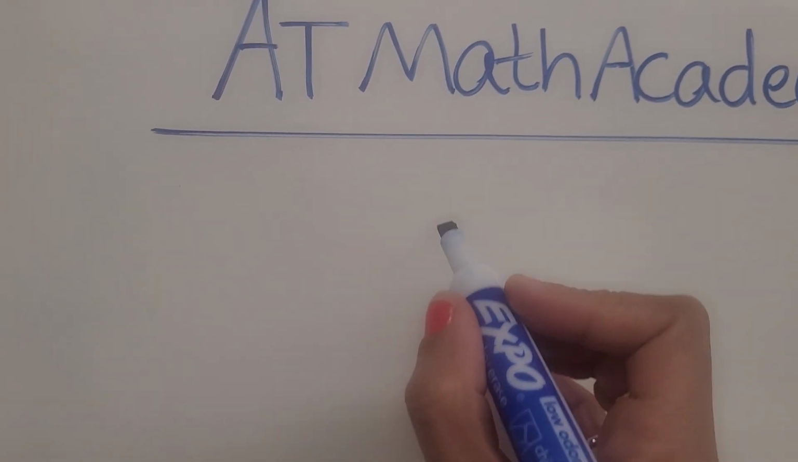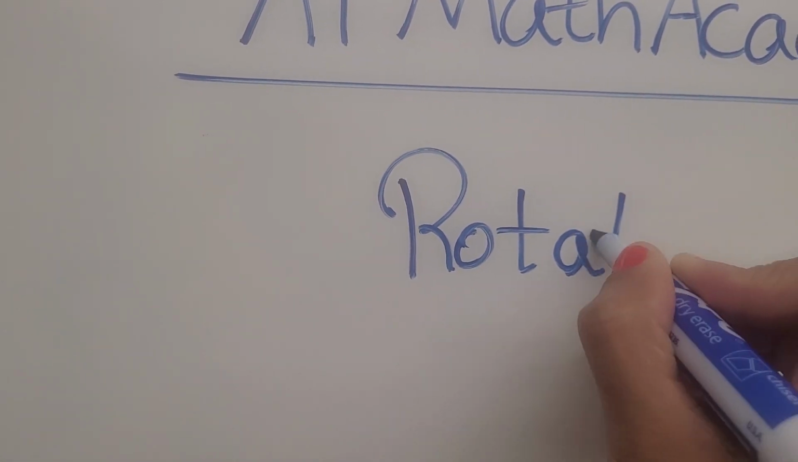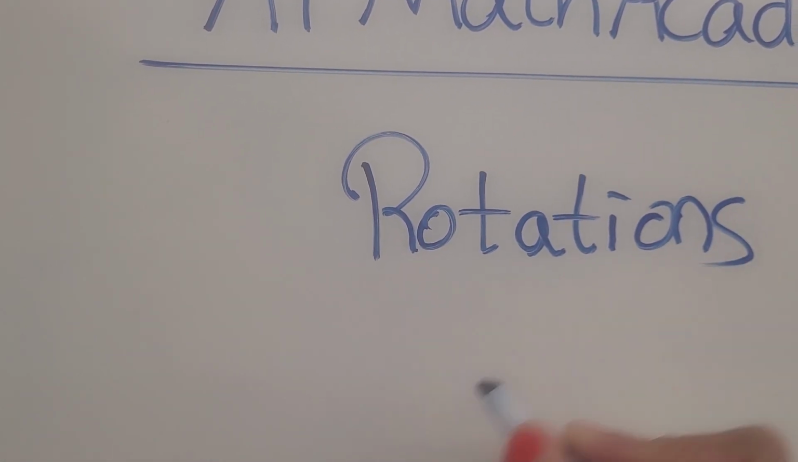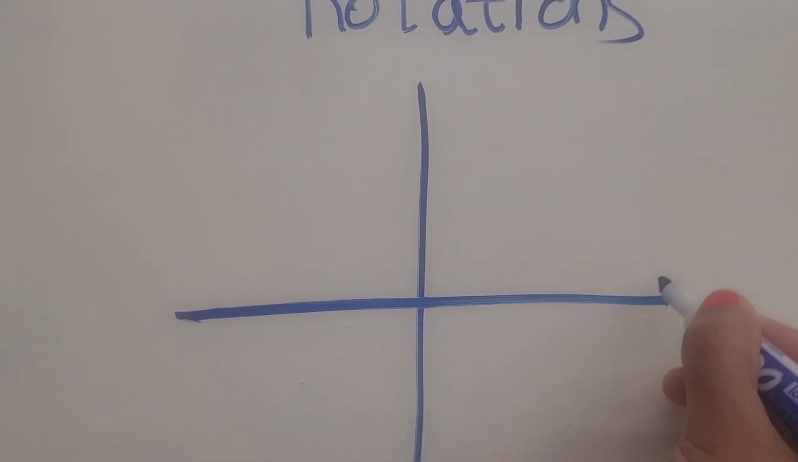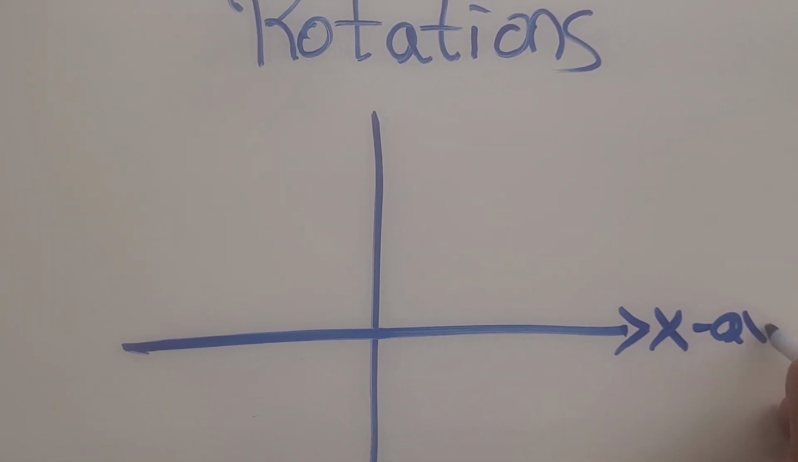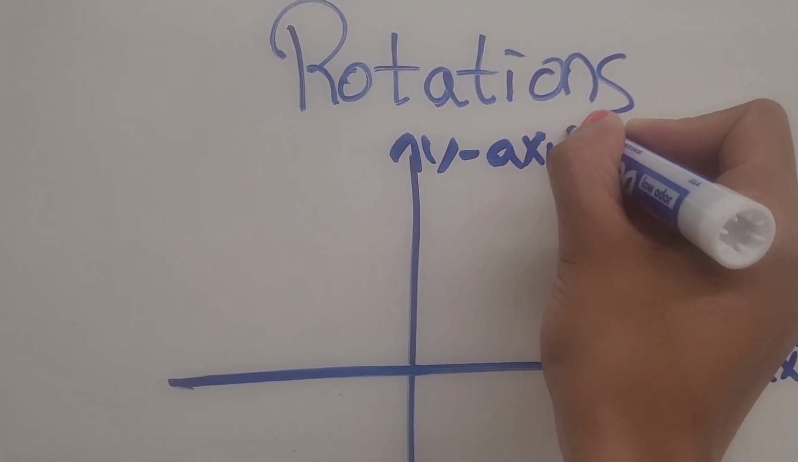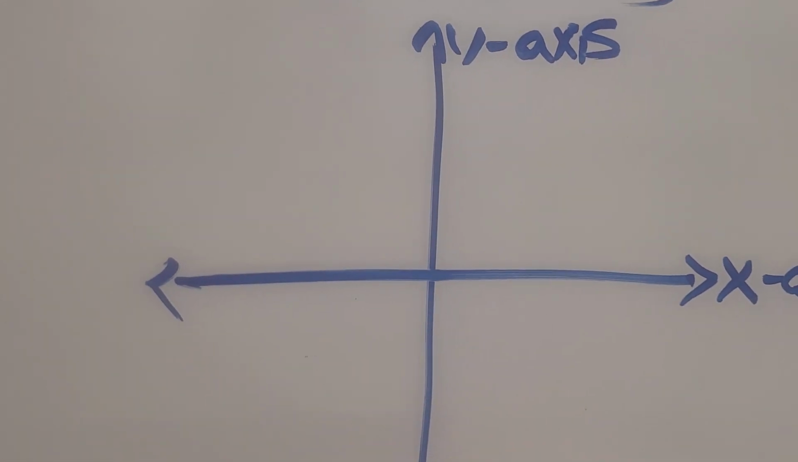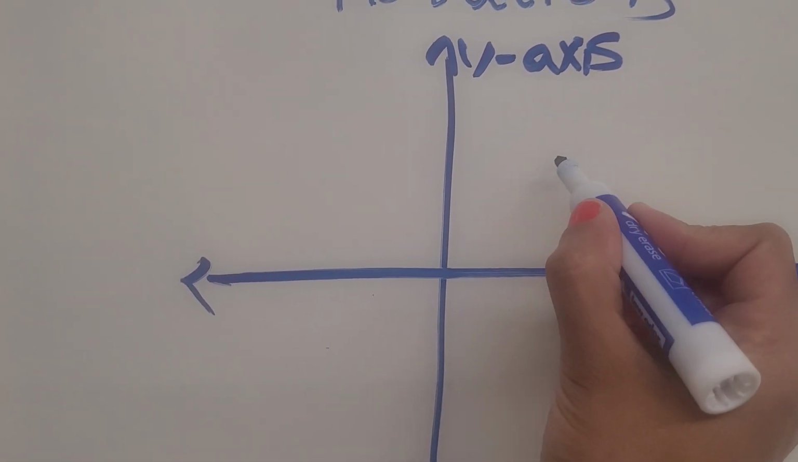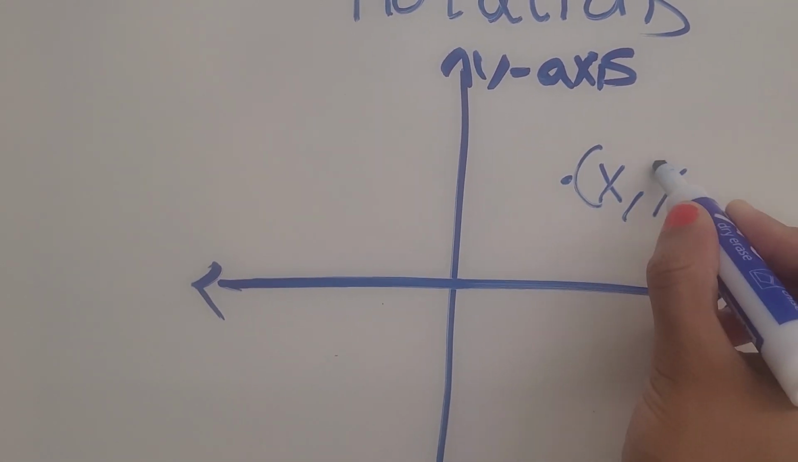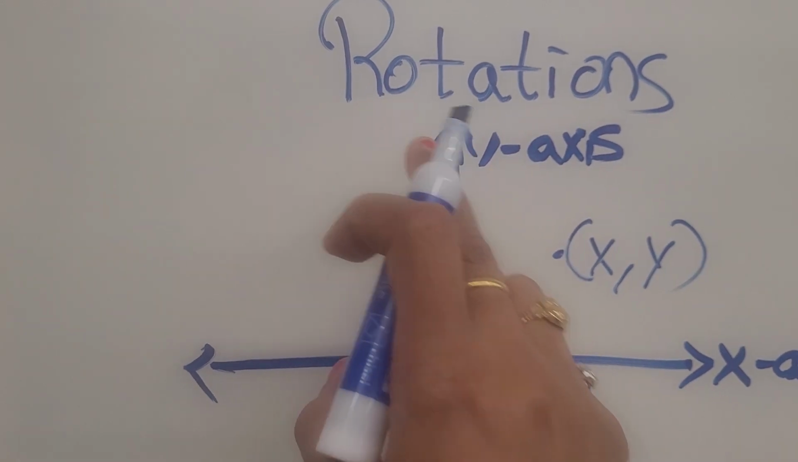Topic for today is geometry, and we are going to study the rotations in geometry. So rotations. Here is a coordinate plane, and this is the x-axis, and this is the y-axis, and we are going to study how a point, say x comma y, is given in the coordinate system, and how the rotations take place.